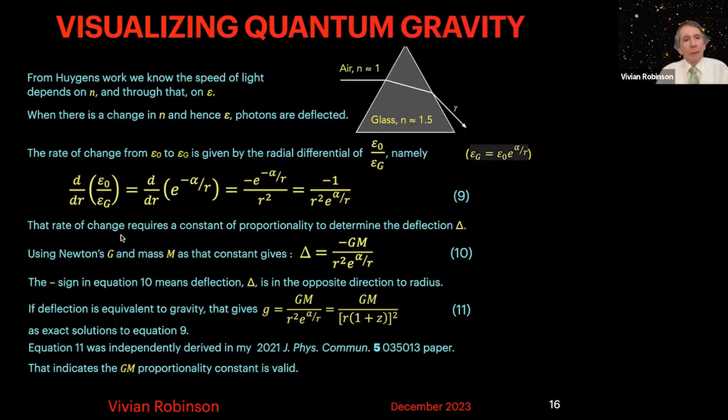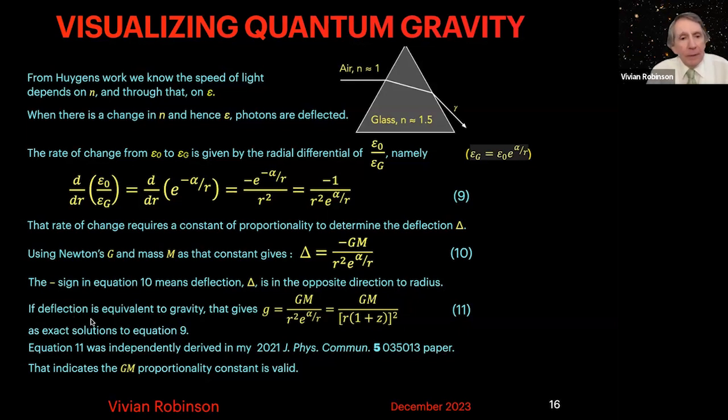Now, that rate of change requires a constant of proportionality to determine the deflection delta. Using Newton's G and mass m as that constant gives the deflection delta equals minus GM over r squared e to the alpha over r. The minus sign in equation 10 means the deflection delta is in the opposite direction to the radius. And it's the same term as Einstein used in his field equations when he indicated they were dependent on the square root of minus g equals 1.